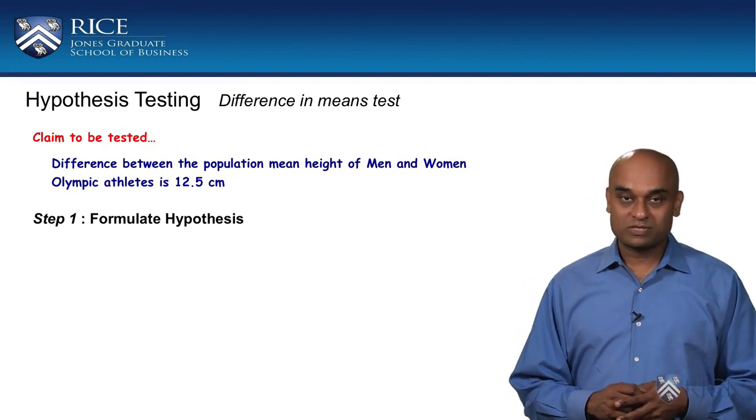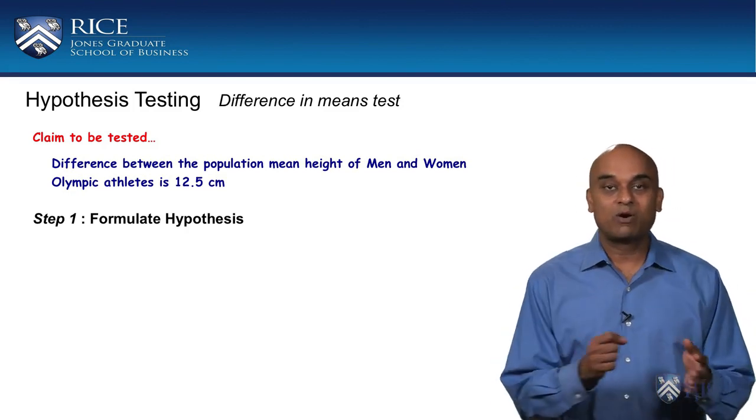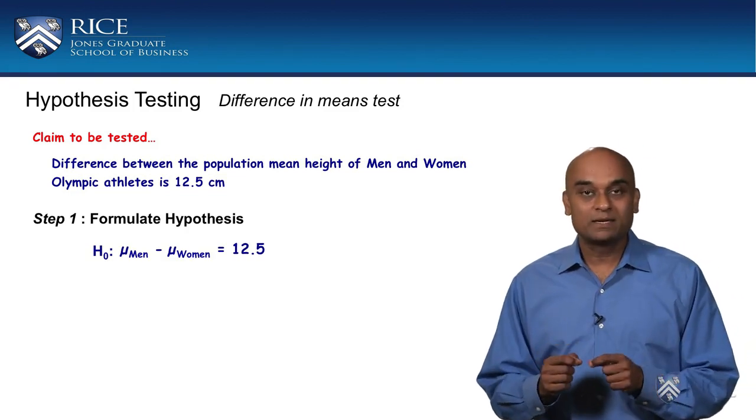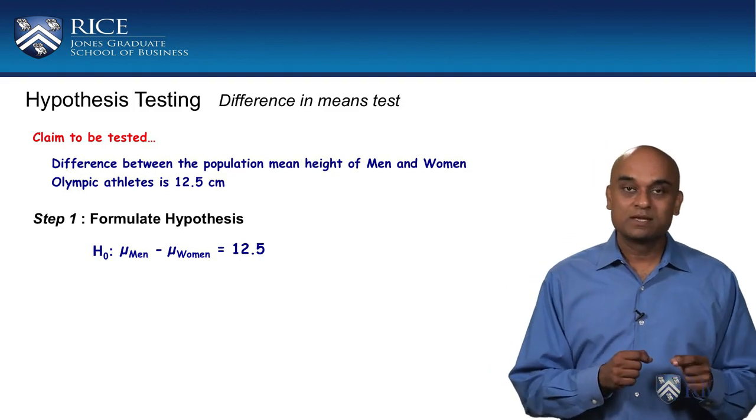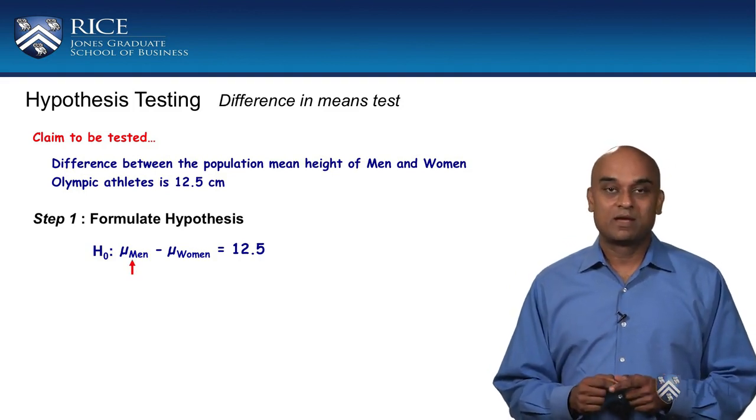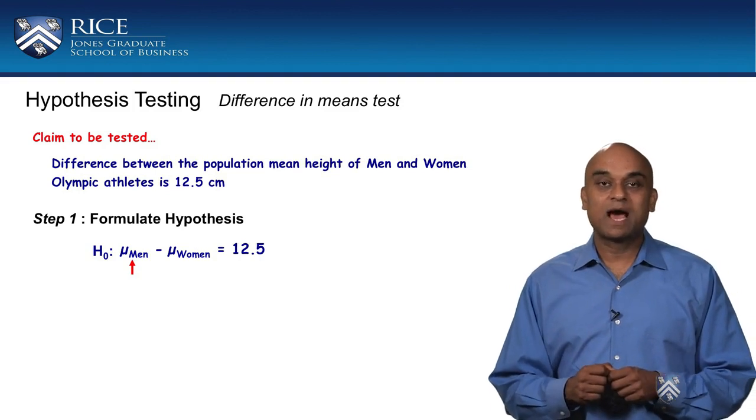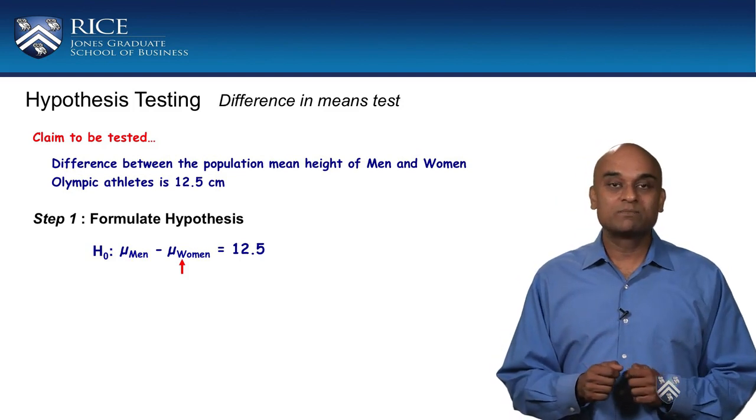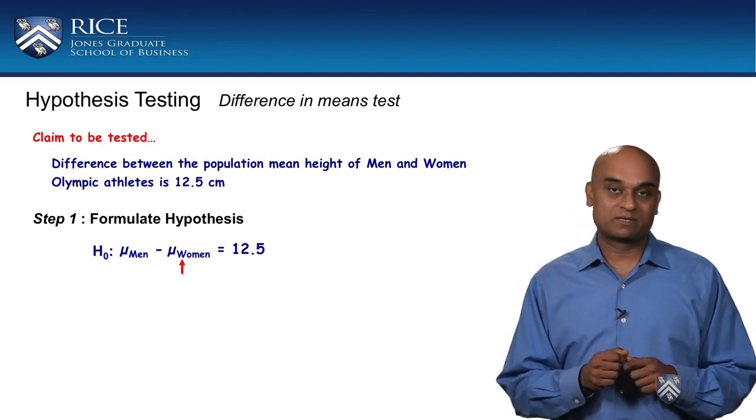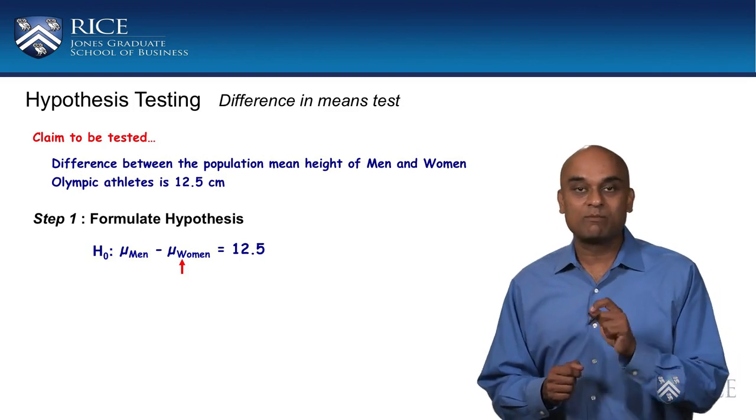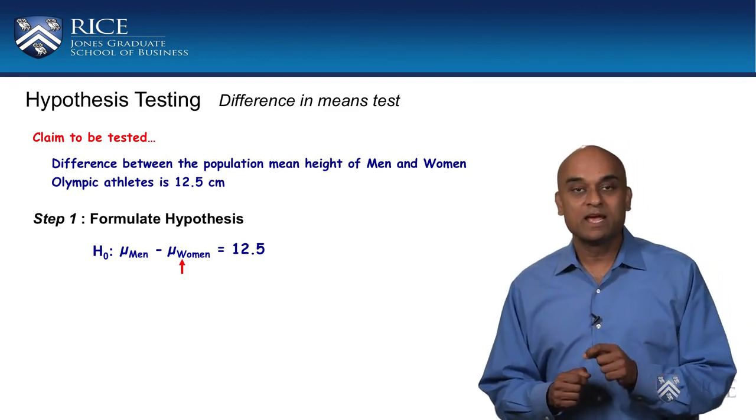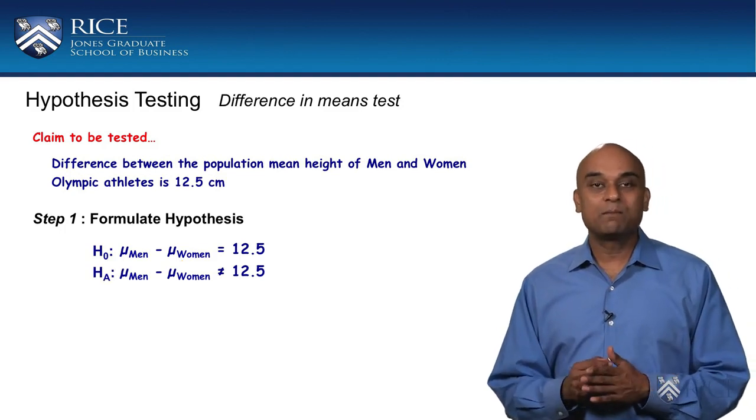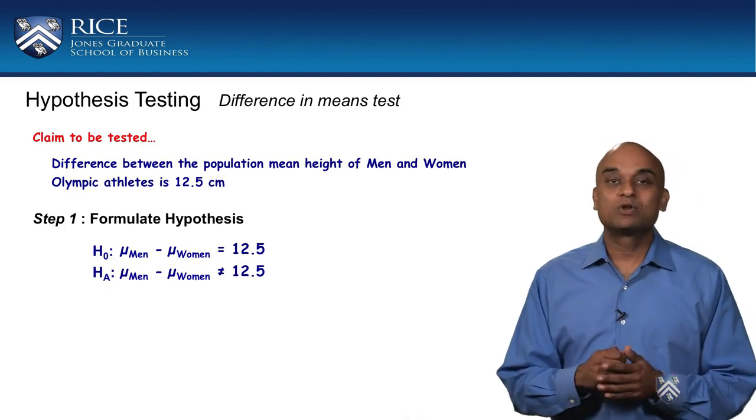Step 1 of doing the hypothesis test is framing the null and alternate hypothesis. The null hypothesis here is that mu men minus mu women is equal to 12.5, where mu men is the population mean height of men athletes at the Olympics and mu women is the population mean height of women athletes at Olympics. That is the average height across all women athletes who have participated in any Olympics. The alternate hypothesis then becomes mu men minus mu women is not equal to 12.5.